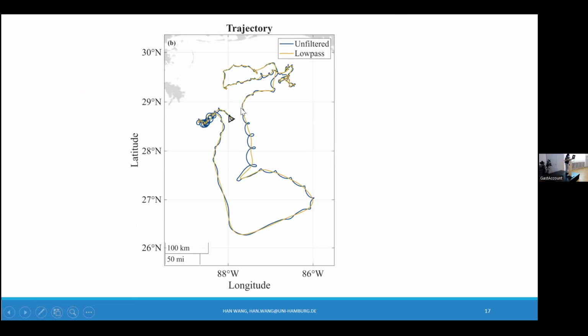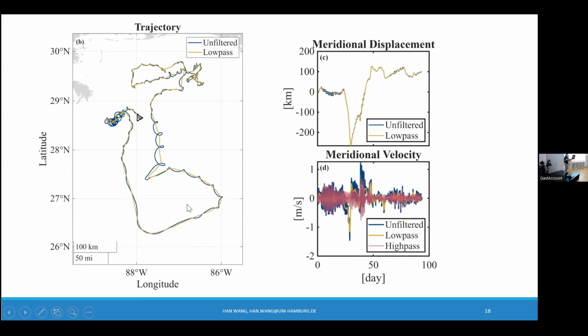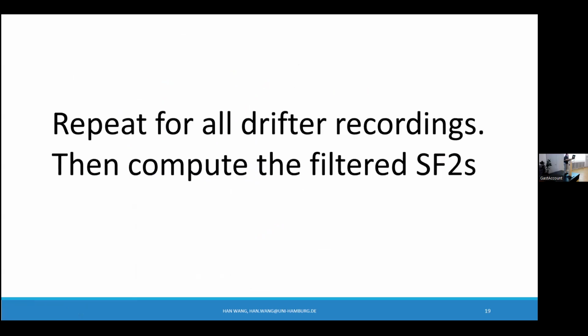So before the filtering, you see these initial oscillations in the blue line, and after we apply the low pass, it's all filtered out. And the yellow line, the low pass trajectory, is the frame that we will use when we compute the second-order structure functions again. And we also filter the velocities, and they look like this. So we repeat this for all the drifter recordings, and then we compute the filtered second-order structure functions.